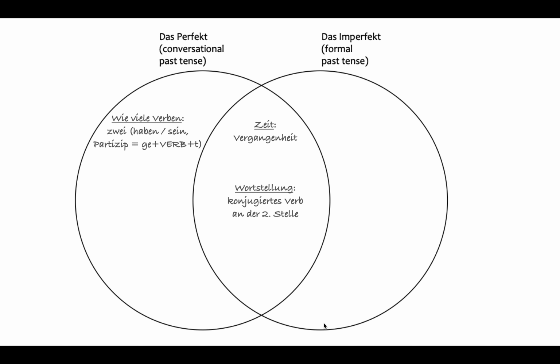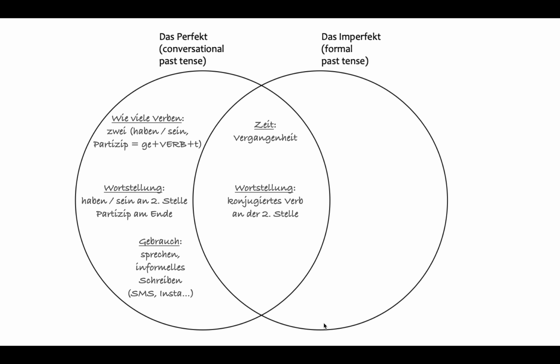In the Perfekt, the form that you learned in German 2, there are zwei Verben, two verbs. The first one is haben or sein, which is conjugated. The other one is the Partizip, past participle of the verb, usually formed with a ge prefix and a t suffix, like gespielt, gemacht, gekauft, gearbeitet. For the Wortstellung, word order, haben or sein will be conjugated and go second, and the past participle, the ge form, goes at the end.